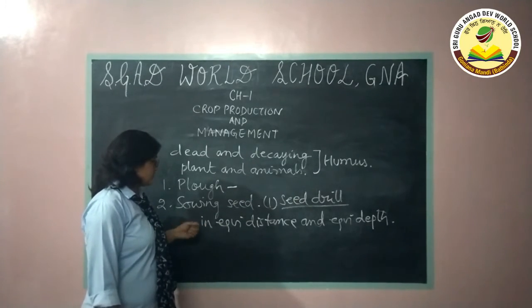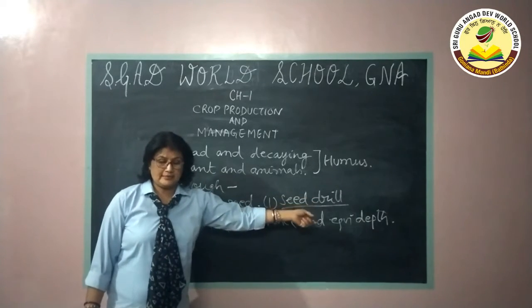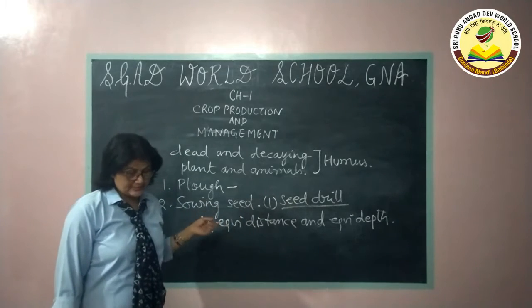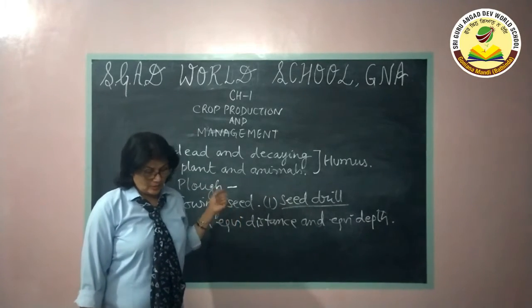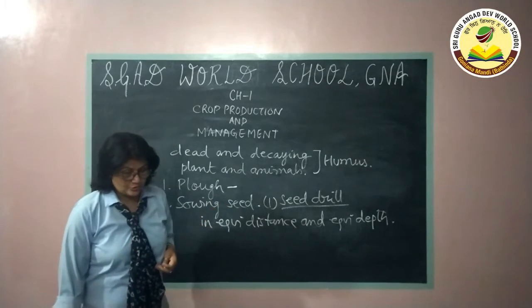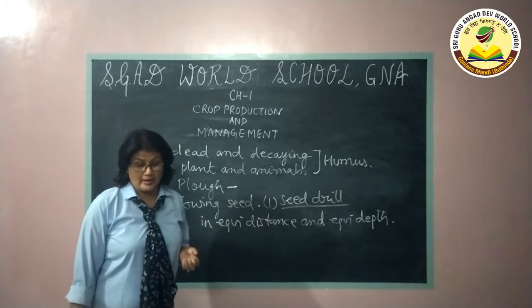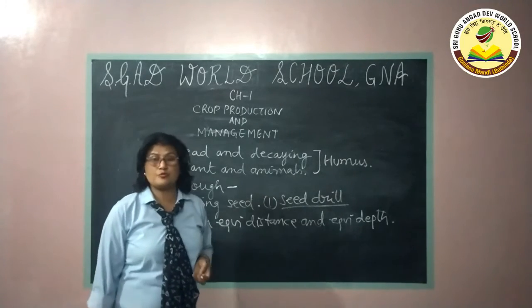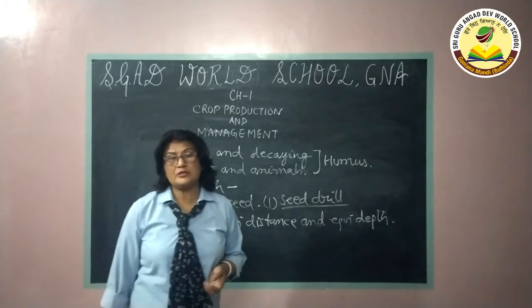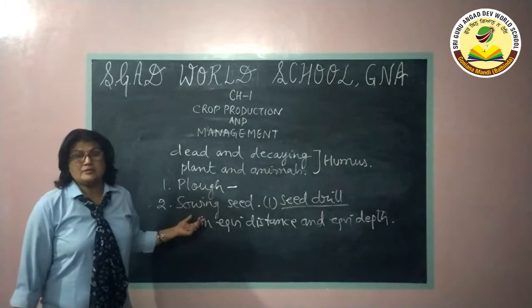We should sow in equal distance and equal depth because appropriate distance between the seeds is necessary to avoid overcrowding of plants. This allows plants to get proper sunlight, air and water. At times a few plants may have to be removed to prevent the overcrowding of plantlets.